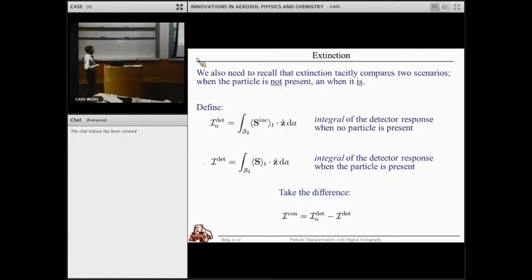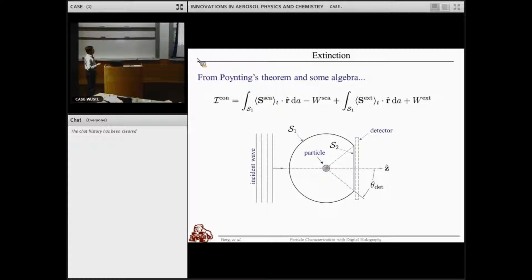What does that equal if we do some algebra and expand it out? Well, after you do that, and I'm skipping a lot of steps here, but you can show, and again, there's no approximations yet, that the difference between those two quantities is equal to this mess. But notice that the terms in this mess have some physical significance. First of all, we have a term that is the total scattered power of the particle, which is related to its scattering cross-section. We have a term over here, which is the total extinguished power of the particle, related to its extinction cross-section. And then we have these two integrals.